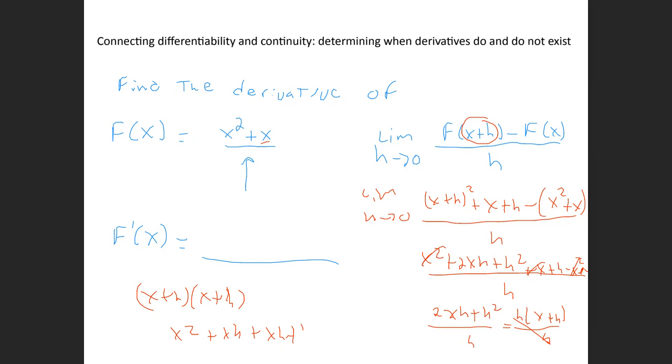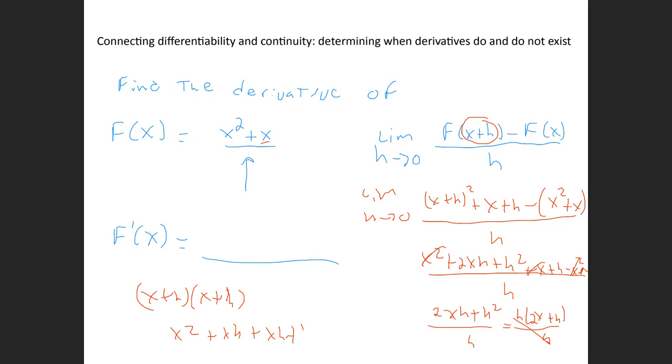did I mess something up here? Because my answer doesn't look like it's going to be right. It's going to be an h. I'm going to bring that out. Oh, I left a 2 out of there that needs to stay. So I've got 2x plus h. So that crosses out.